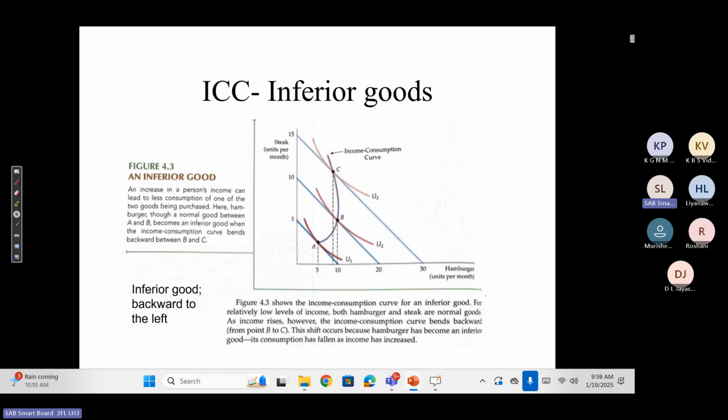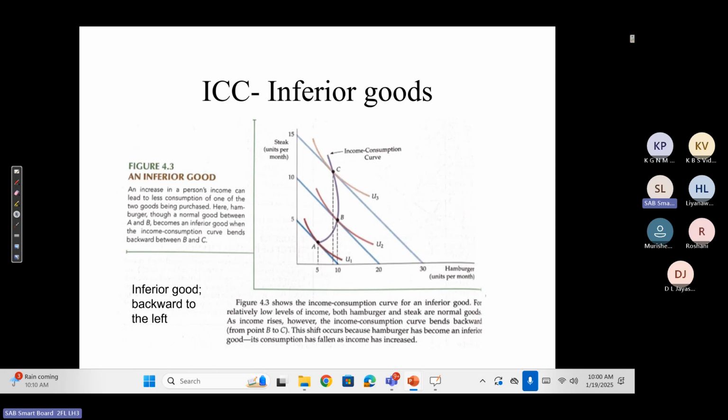We consider income and the consumption, the relationship. At the initial state, when the income level increases from a lower level to an upper level, people demand more, but later on, this hamburger becomes inferior at a higher level. Because when the income level increases, demand reduces. Here it is 10, then at point C, it reduces. Demand reduces. It becomes inferior.